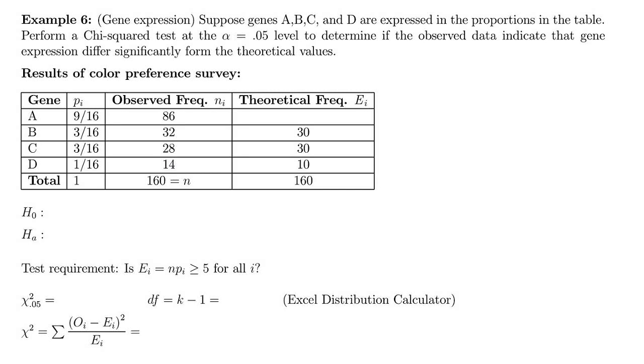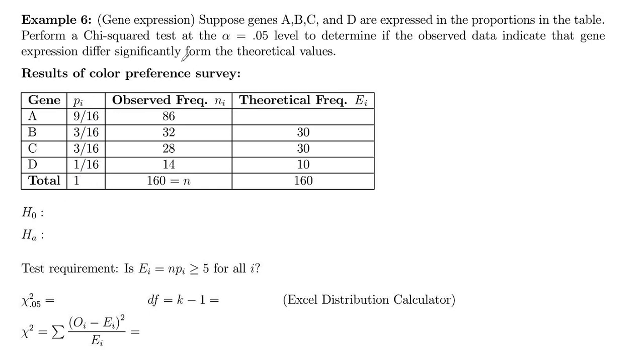So let's look at another example of chi-squared here. This involves gene expression. Suppose that we have 4 different genes. We're going to label them A, B, C, and D. And they're expressed in the following proportions: 9/16 for A, 3/16 for B, 3/16 for C, and 1/16 for D. Those are just the probabilities or proportions expressed as fractions. They total up to 1.